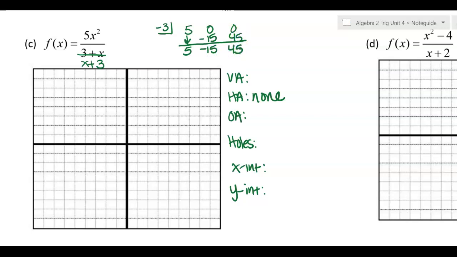All right, so that means that technically this function, if you divide it out, is the same thing as 5x minus 15 plus this weird remainder. Is that okay with everybody? Like those are the same thing, just written a different way.